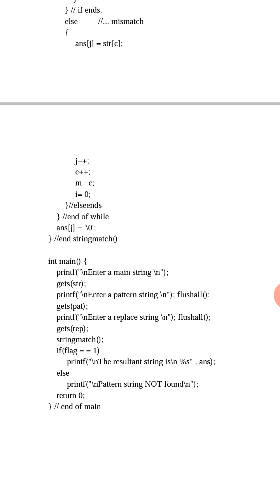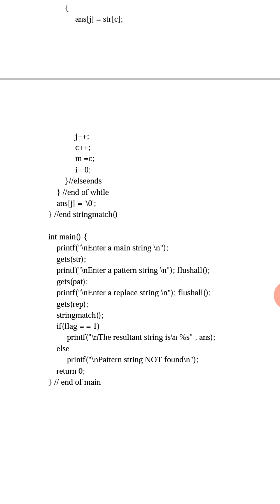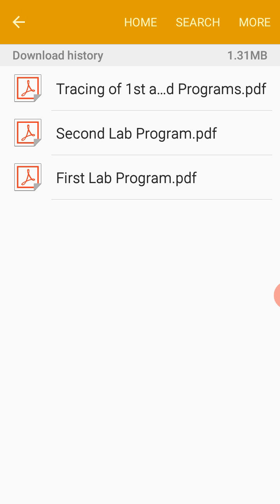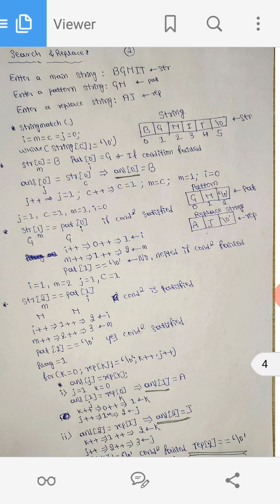So hence the resultant string is \n%s. I am displaying my answer string. Suppose the flag value is not changed, that indicates that the pattern is not found in the main string. Hence I am printing pattern string not found. So I have already traced the program while explaining, but still we will see it pictorially.